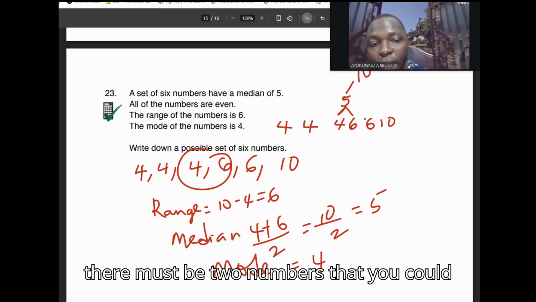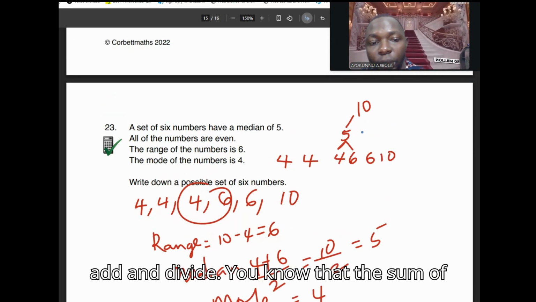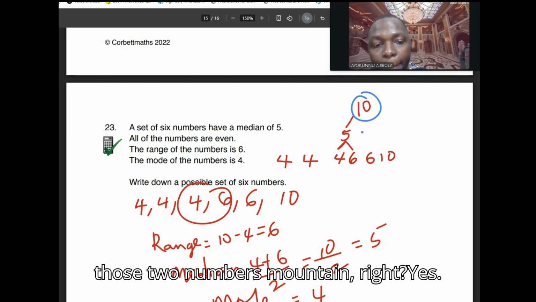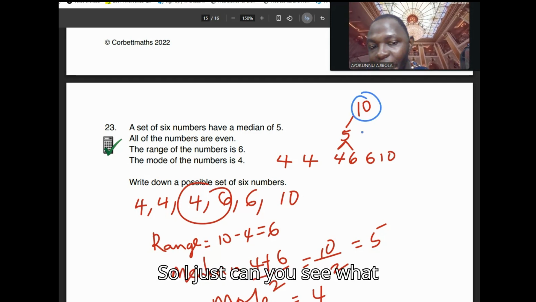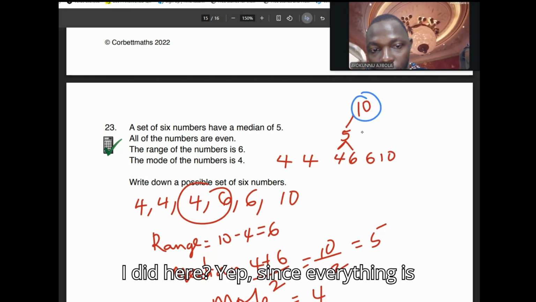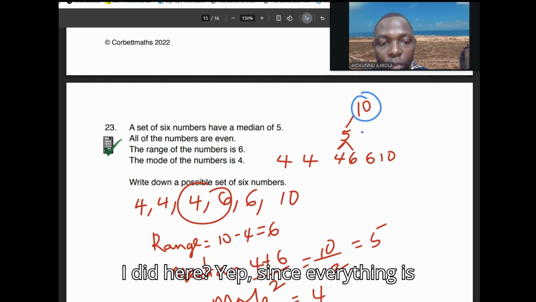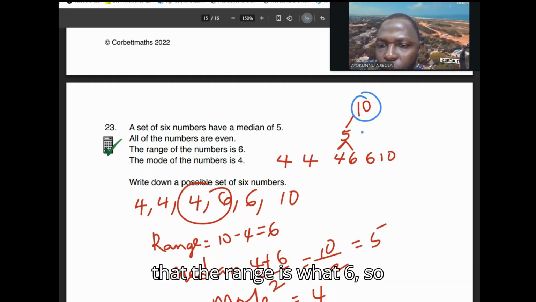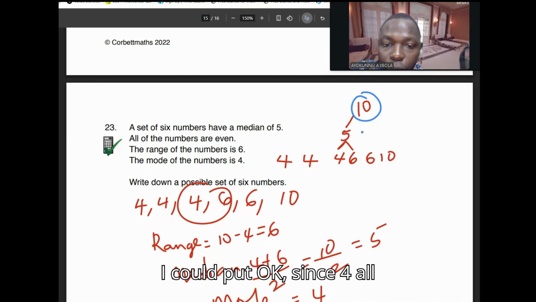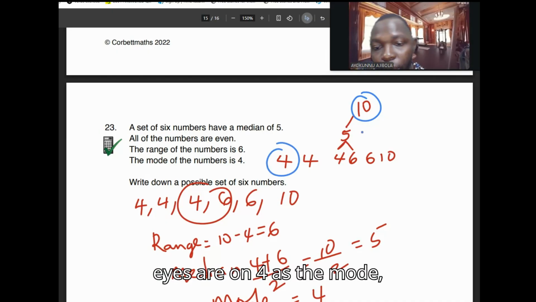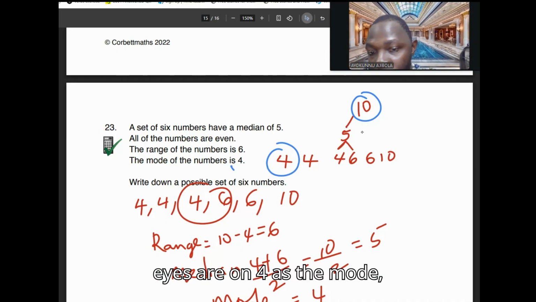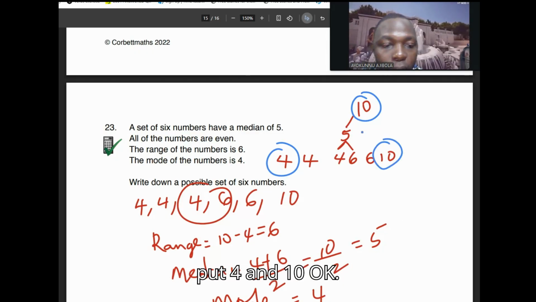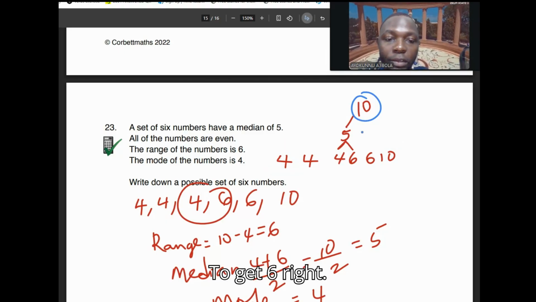They said a set of six numbers have a median of 5. So if the median is 5, there must be two numbers that you add and divide, and the sum of those two numbers must be 10, right? Yes. Since the median is 5, now it says the range is 6. Since all eyes are on 4 as the mode, I just put 4 and 10 to get 6, right?